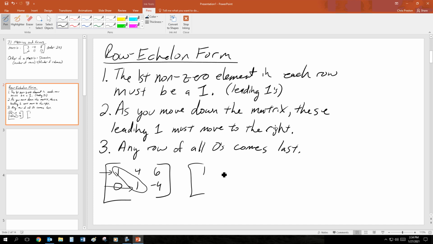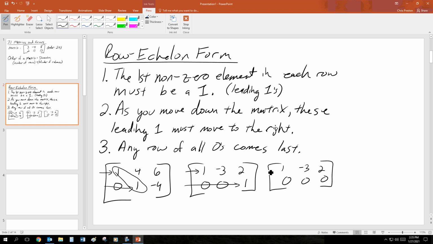You could have something like that. That would also work. 1, skip over the zeros, 1, or you might have something along the lines of all zeros on the bottom, and that's okay too. 1, and then any row of all zeros comes last, it's on the bottom. All of those are in row-echelon form.